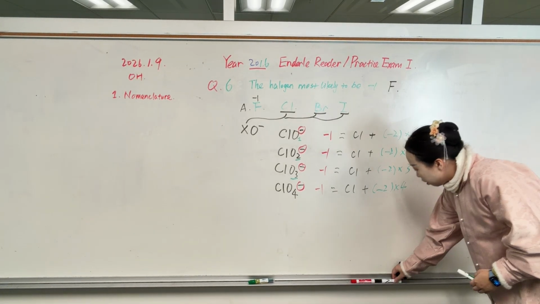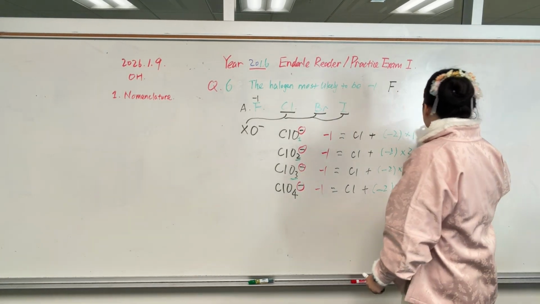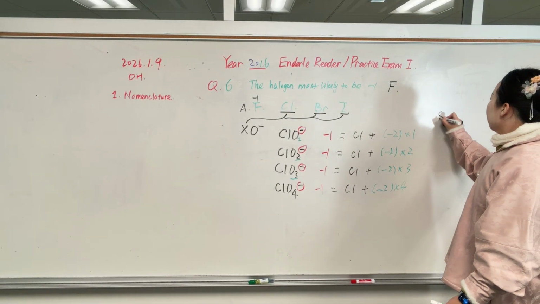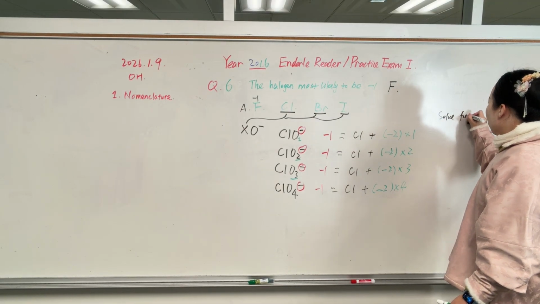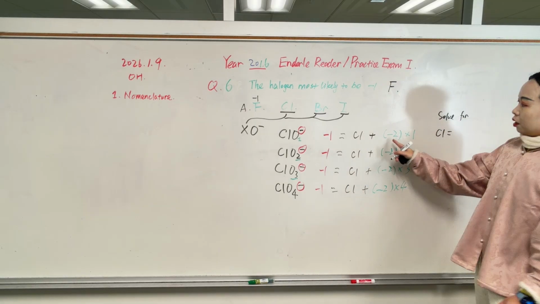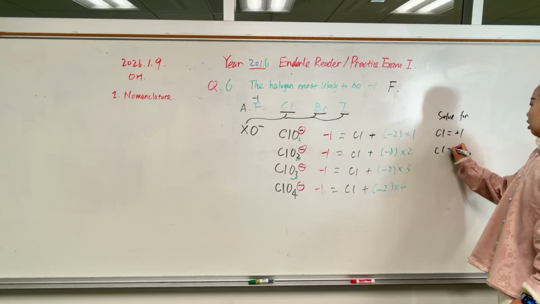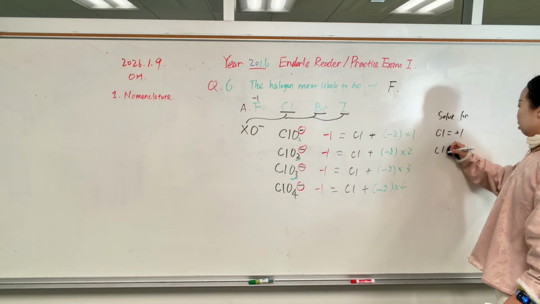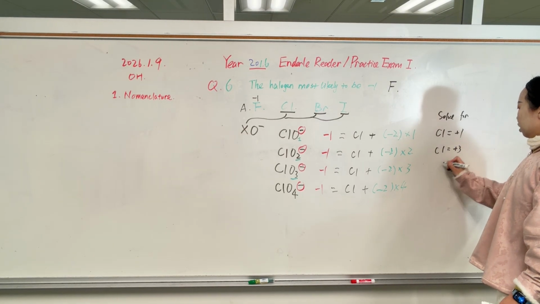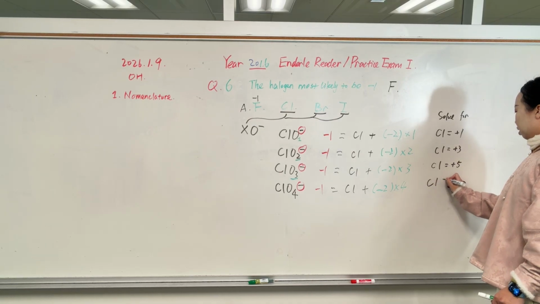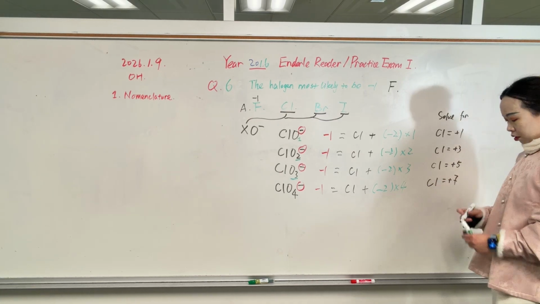Okay, if you solve for chlorine, it's -2 here, so chlorine needs to be +1. Then chlorine is +3, chlorine equals +5, chlorine equals +7.